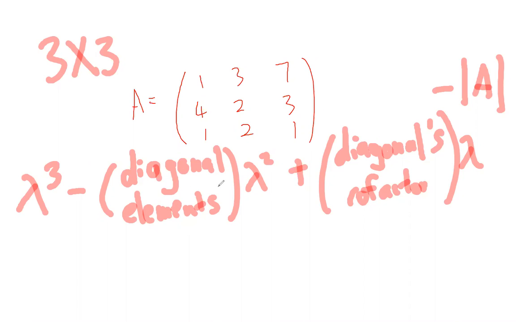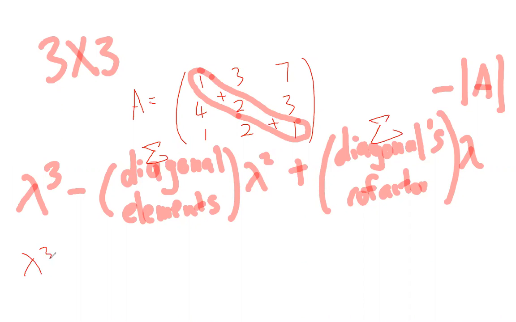Diagonal element. I'm going to put the summation of all of them. Okay. So diagonal element, which is here the diagonal. The summation of the diagonal elements is 1 plus 2 plus 1, which is 4. So I got lambda cubed minus 4 lambda squared. Okay. And this is for the lambda element. And here is the summation of the diagonal's cofactors.